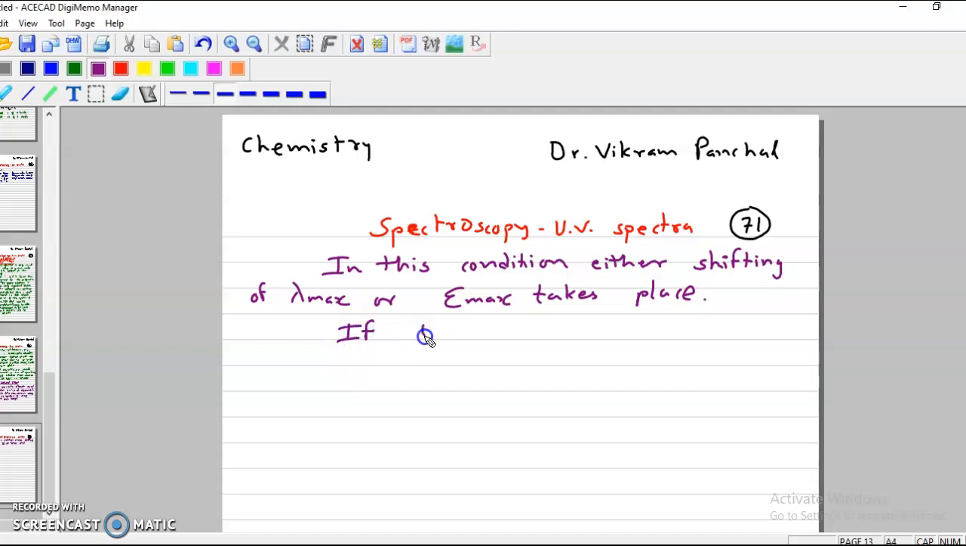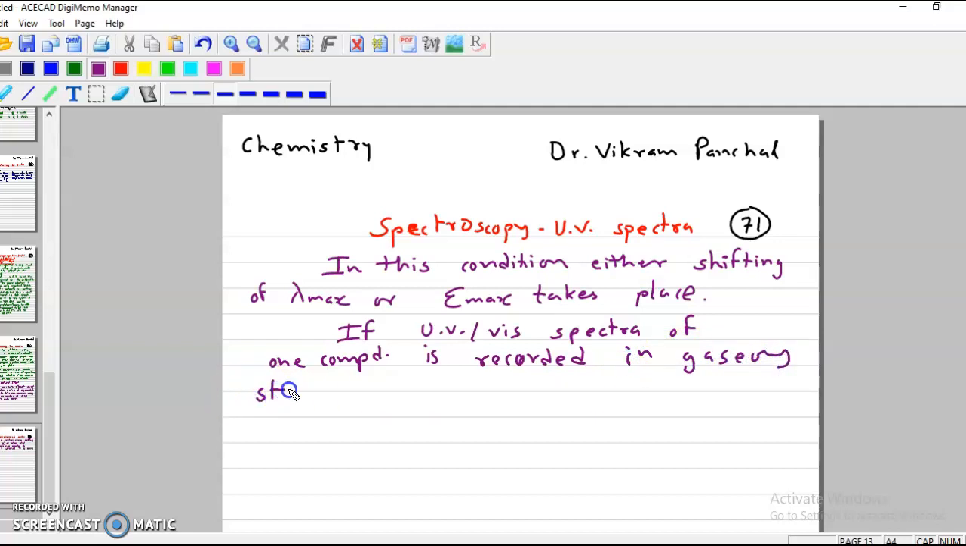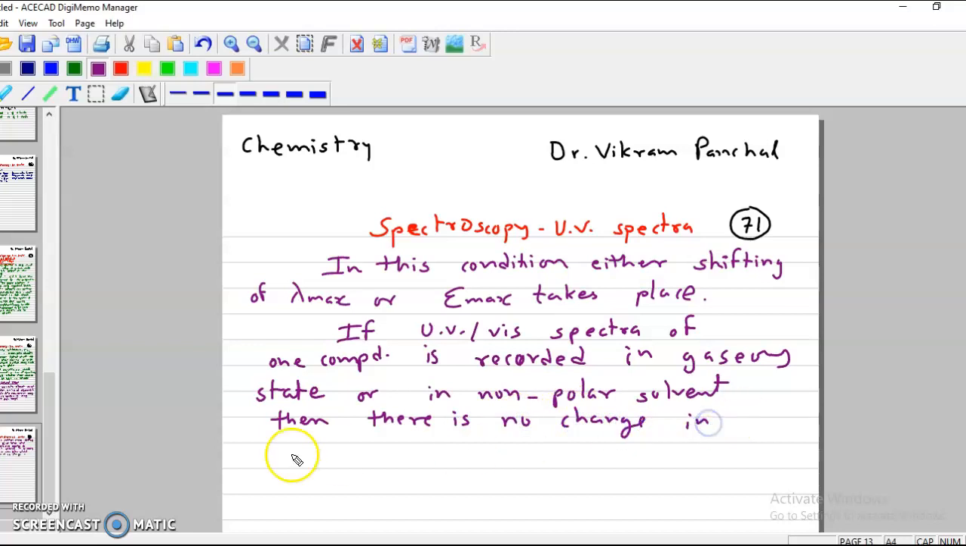If UV visible spectra of one compound is recorded in gaseous state or in non-polar solvent, then there is no change in its lambda maxima value.